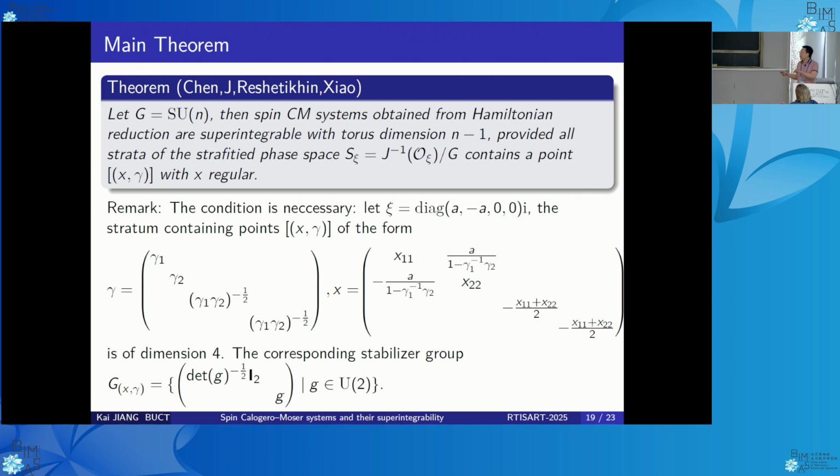We know that for SU4, the torus usually is of rank 3. It's 4 minus 1, equals 3. And here, the dimension of the phase space is quite low. It's already 4. So we cannot see a 3-dimensional torus. So in this case, for the stabilizer group, there is something in U2 here.